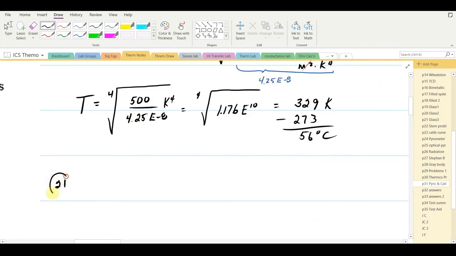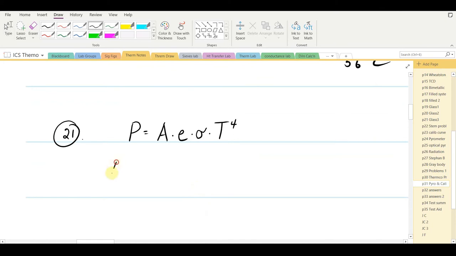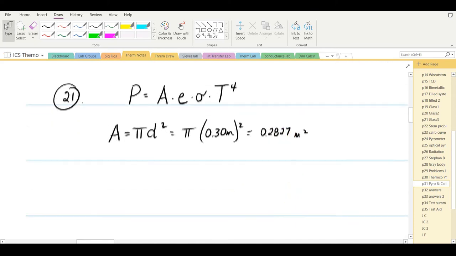This is number 21. Power equals A E sigma T to the fourth. We're calculating power. All right, that's straightforward. We need the area is given as pi D squared. The diameter is given as 30 centimeters. So we need that in meters. That'll be pi times 0.30 meters squared. And that's 0.2827 square meters.